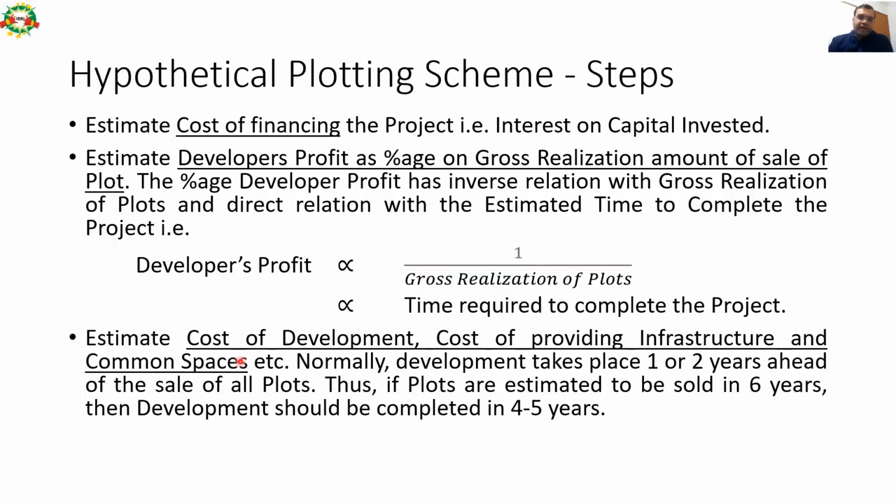Then estimate the time and cost of development, cost of providing infrastructure, cost of common space, etc. So these are other costs involved in the project. Normally development takes 1 to 2 years, taken one or two years ahead of the sale of the plots. Thus, if plots are estimated to be sold in 6 years, then development should be completed in 4 to 5 years. Development means sewage, roads, street lights, whatever infrastructure development we have to do in the society, in the colony, in the layout. The cost involved in that is normally required to be incurred at least 1 or 2 years before completion of the project.